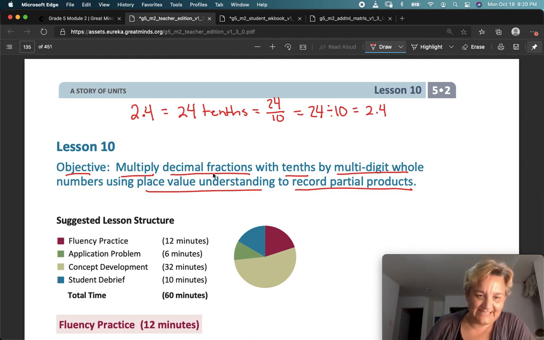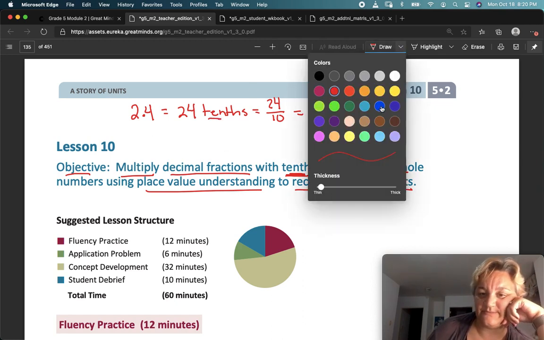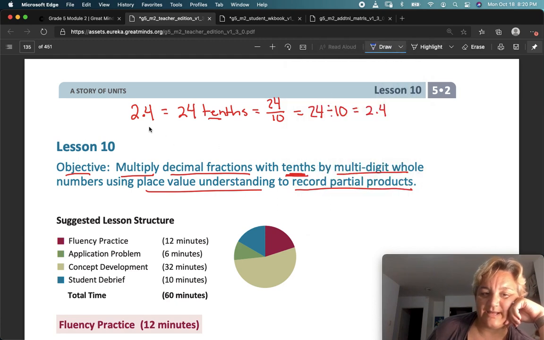So decimal fractions, right? There's our decimal, there's our word form, there's our fraction form, back to division, back to decimal again. So that's why they're calling them tenths and multi-digit whole numbers. So we're using multi-digit whole numbers using place value understanding. So you need to know the place value, and that's where those tenths come in. So let's say we're going to multiply 2.4 by 6.